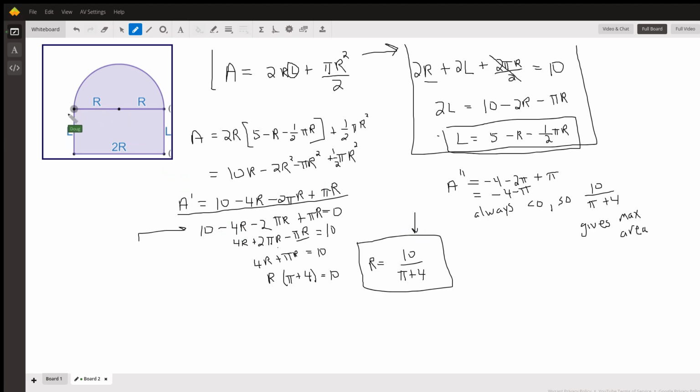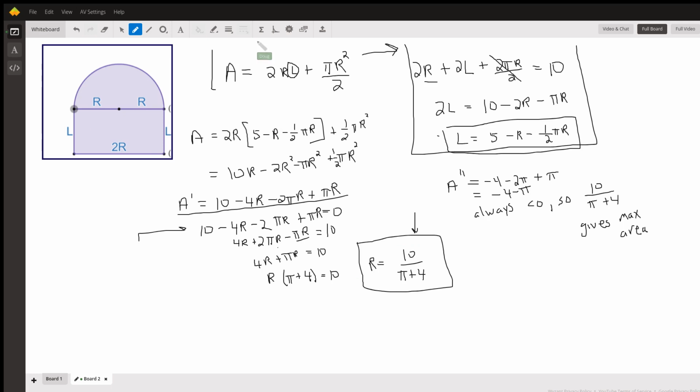We could ask the question, what happens if we have just a semicircle? And what happens if we have just a rectangle? I'll leave that to you, but those don't give maximum areas either. So at the extremes, we still don't get a maximum area.